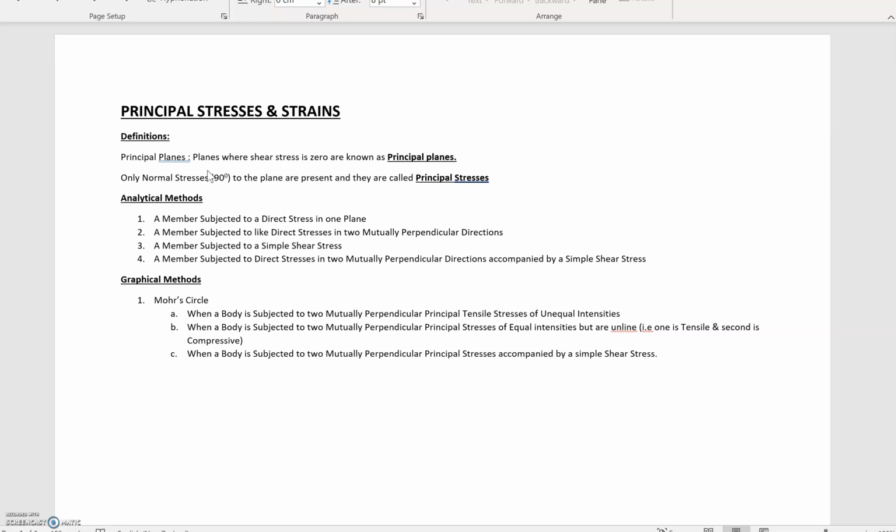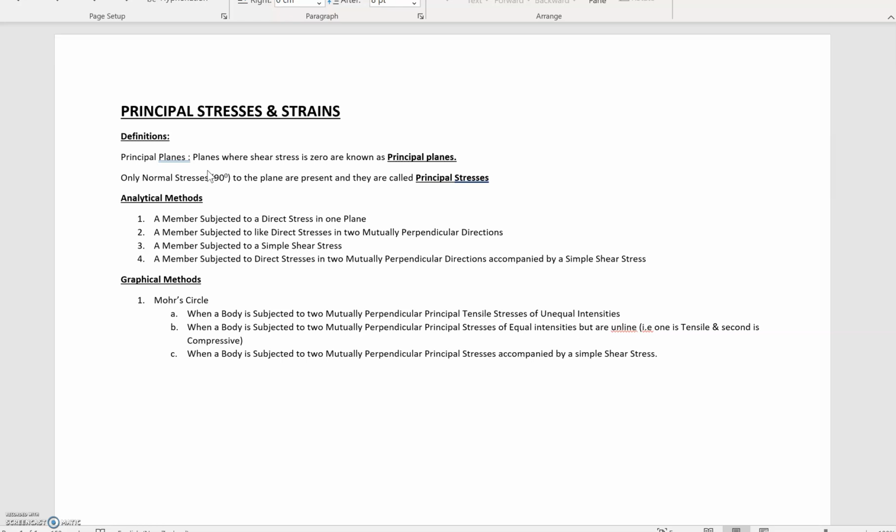In principle, as a fundamental definition, the principal planes are planes where shear stress is zero. So that means they don't have shear stress, and then they only have normal stresses. Normal as in 90 degrees to the plane, and they are called principal stresses.